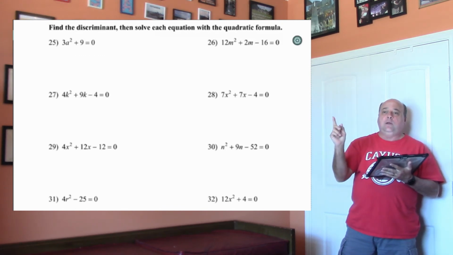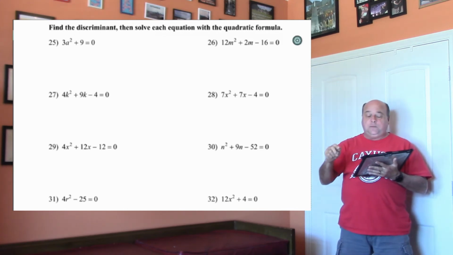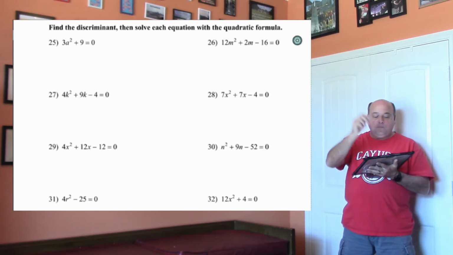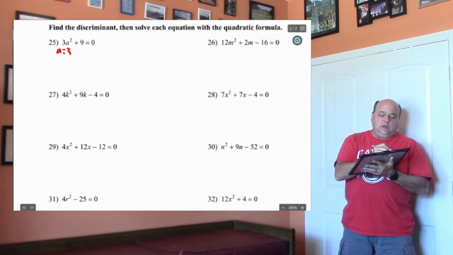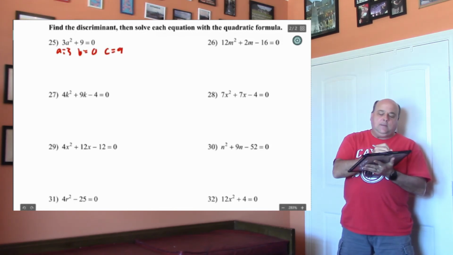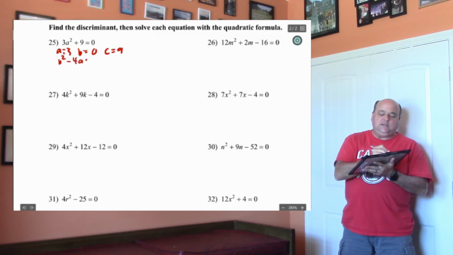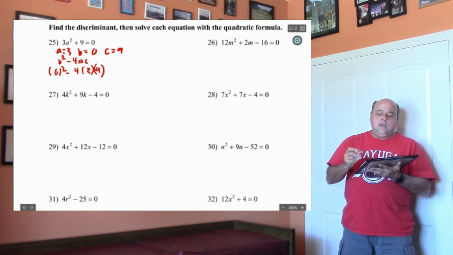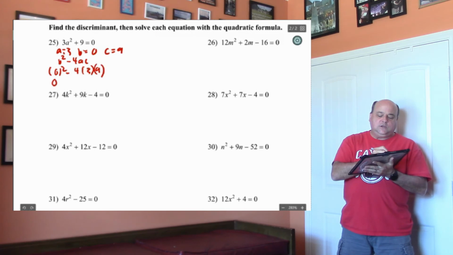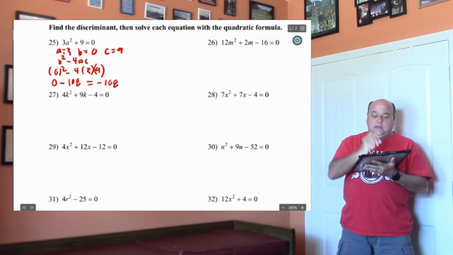That means the problem won't go left or right. The vertex will be on the y-axis, okay? So A is equal to 3, B is equal to 0, and C is equal to 9. I'm going to write down B squared minus 4AC. I'm going to plug in 0 squared minus 4 times 3 times 9. 0 times 0 is 0, so 0 minus 4 times 3 is 12. 12 times 9 is 108. So this is going to equal negative 108, isn't it?